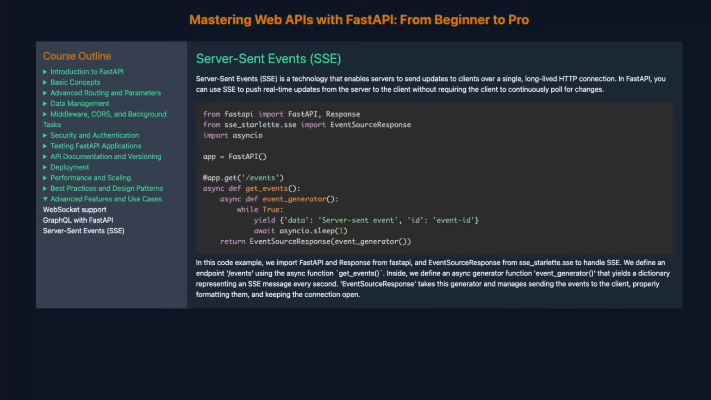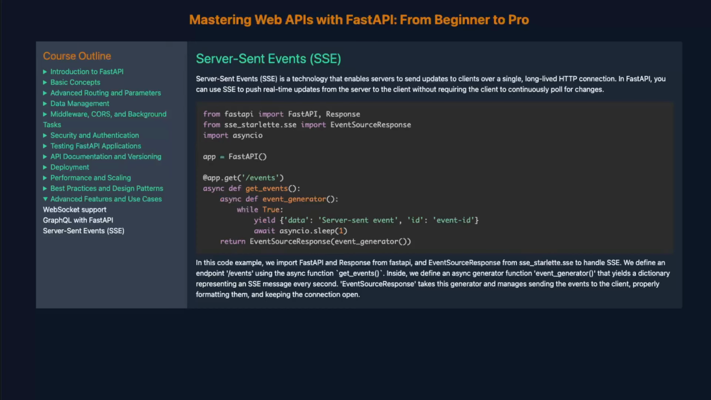Server-sent events, SSE. Server-sent events, SSE, is a technology that enables servers to send updates to clients over a single long-lived HTTP connection. In FastAPI, you can use SSE to push real-time updates from the server to the client without requiring the client to continuously poll for changes.